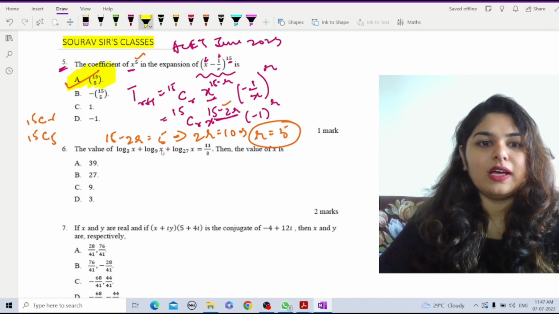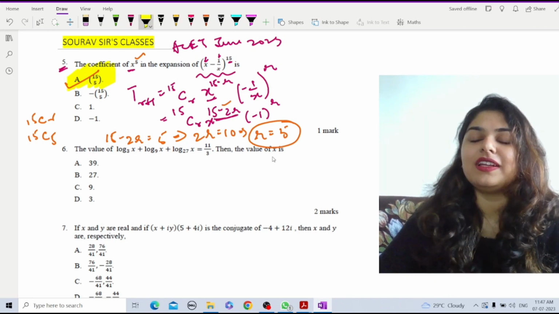Here we are given some logarithmic expression and we have to find the value of x.